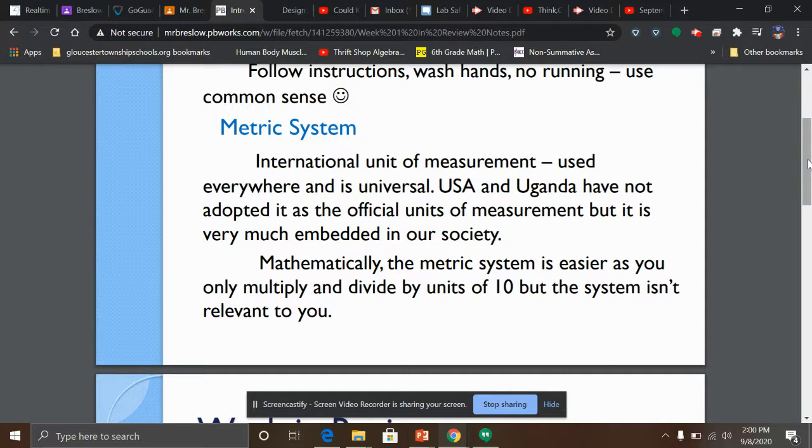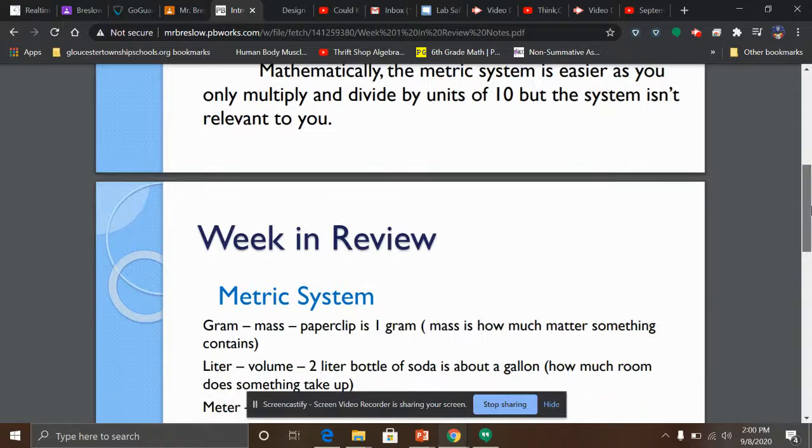Mathematically, it's a lot easier. You're just multiplying or dividing by 10, but it's not relevant to you, which, as I explained in class, that's not your fault. But mathematically, technically, it's much, much easier.